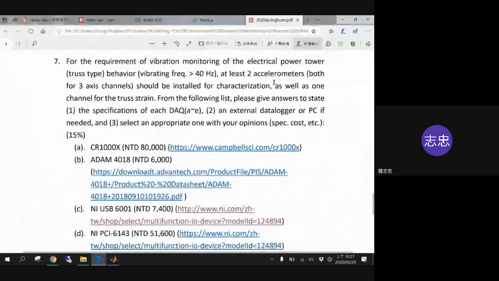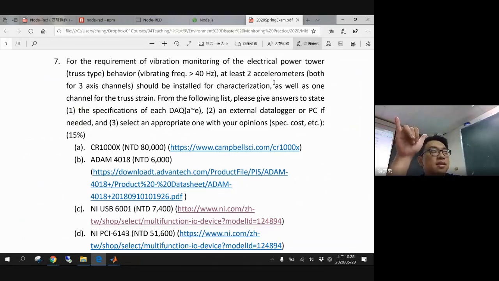For these questions, I would like to ask about monitoring an electrical power tower, the truss-type behavior. I already know that the vibration due to maybe wind or an earthquake is more than 40 hertz. So I need two accelerometers with 3 axes, so right now I need 6 channels, right? And 1 channel for maybe the strength. So I need 7 channels for the monitoring.